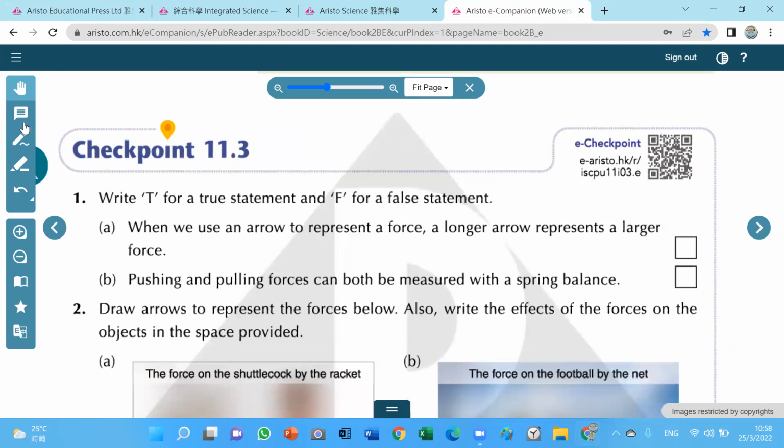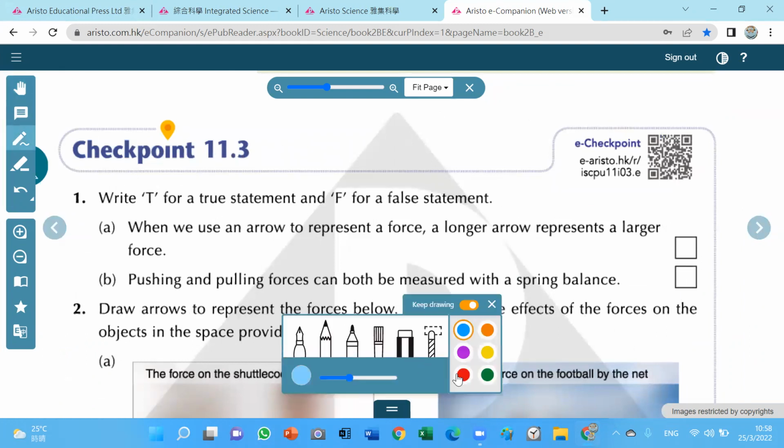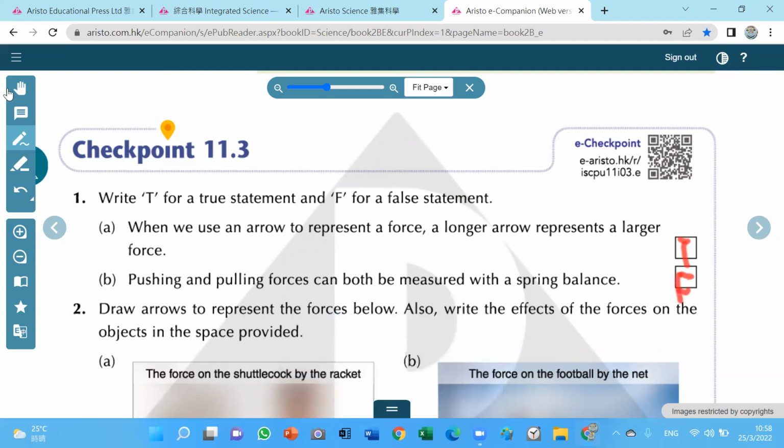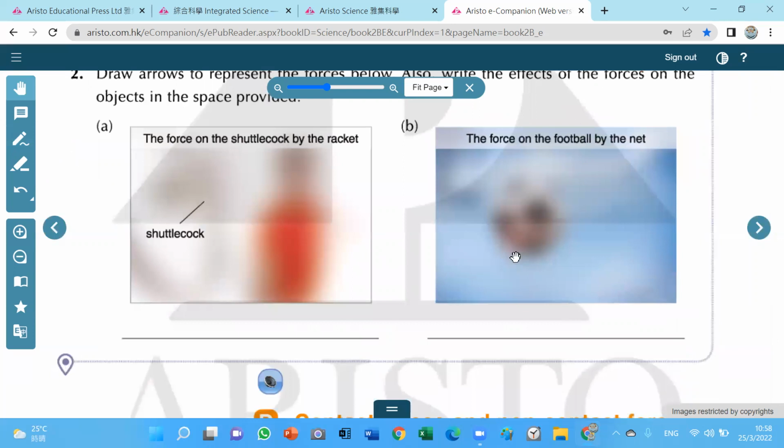Okay. So let's see checkpoint 11.3. When we use an arrow to represent force, a longer arrow represents a larger force. Correct, true. So you can draw the arrows.